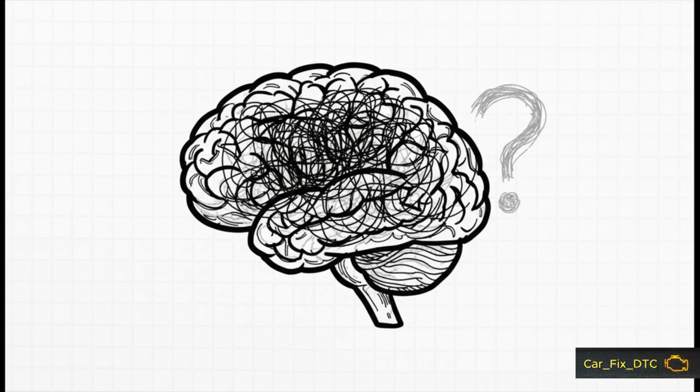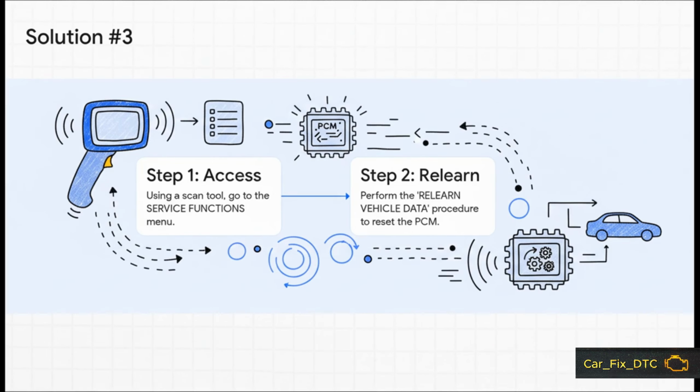Our third possibility goes even a little deeper. If that last step was like updating an app on your phone, this next one is like doing a full factory reset. We're not just correcting the software. We're dealing with a situation where the PCM's memory might have gotten scrambled and it needs a complete wipe and relearn. The official fix for this is a procedure called Relearn Vehicle Data.